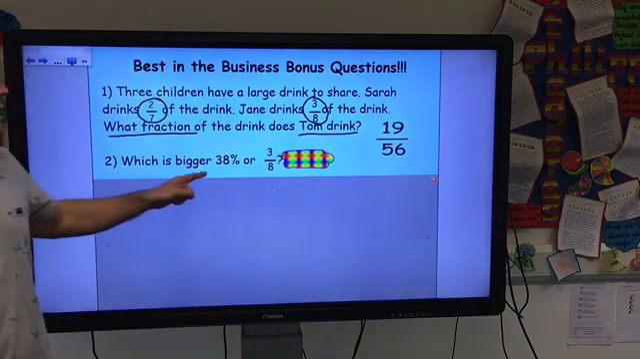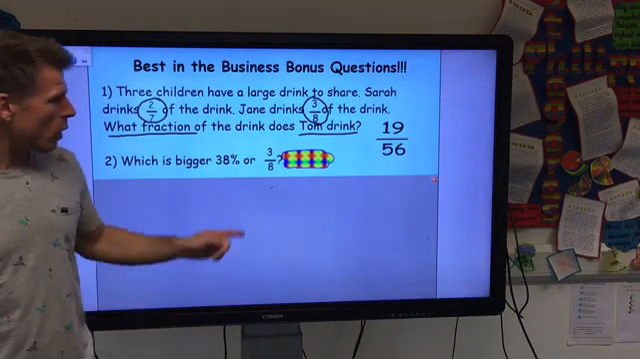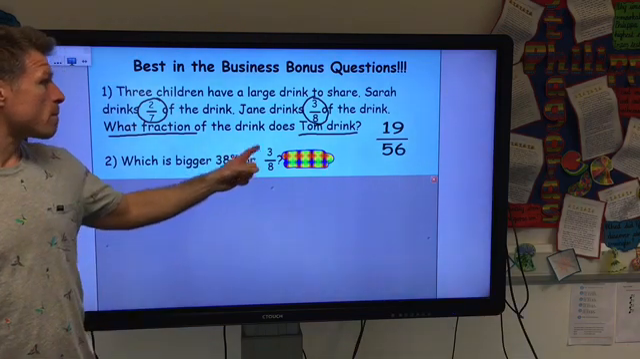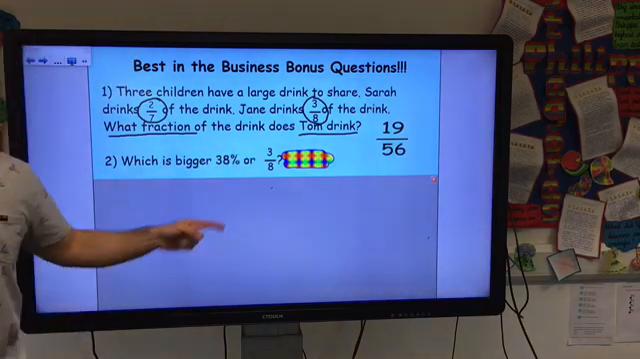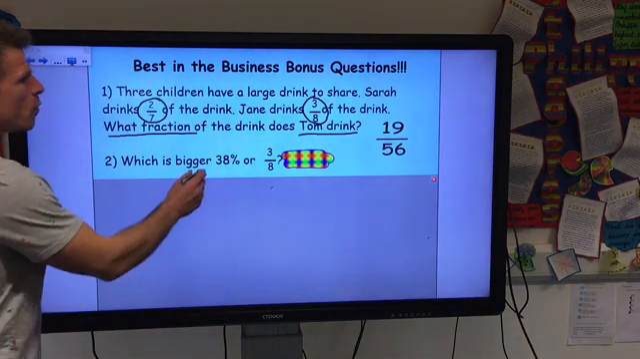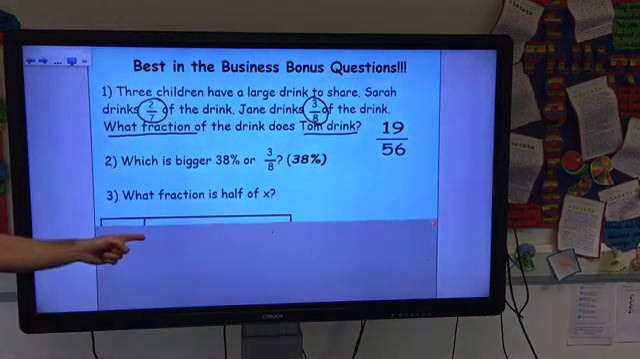Which is bigger, 38% or 3/8? Well, 3/8 is the same as 3 divided by 8. If you did 3 divided by 8, you should have worked out you'd get 37.5%. So therefore, 38% is bigger.